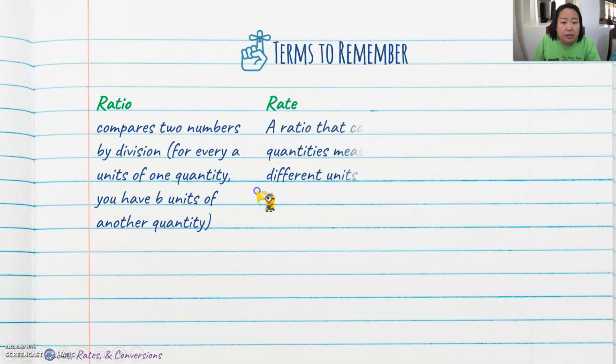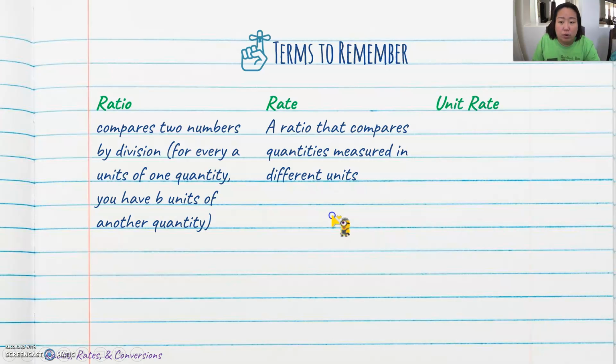Okay, a rate, on the other hand, is a ratio that compares quantities measured in different units. Okay, they should be in different units. So for example, miles per hour. Miles is a unit of distance, hour is a unit of time. So that is an example of a rate.